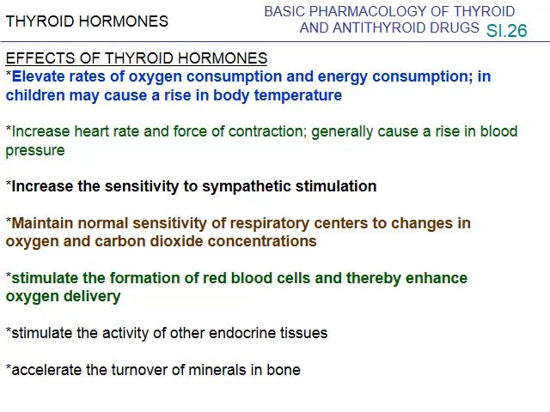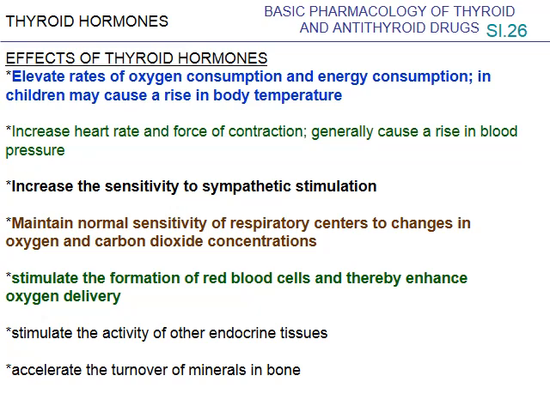Thyroid hormone is going to affect the respiratory centers to help them maintain normal sensitivity to changes in oxygen and carbon dioxide. Effects on the stimulation of red blood cell formation, which also contributes to the delivery of oxygen, because the red blood cells, the RBCs, bring that oxygen to deep within the tissues of the body. Effects on other endocrine tissues, effects on the bone. We know thyroid hormone affects the turnover of minerals in bone, and so on.